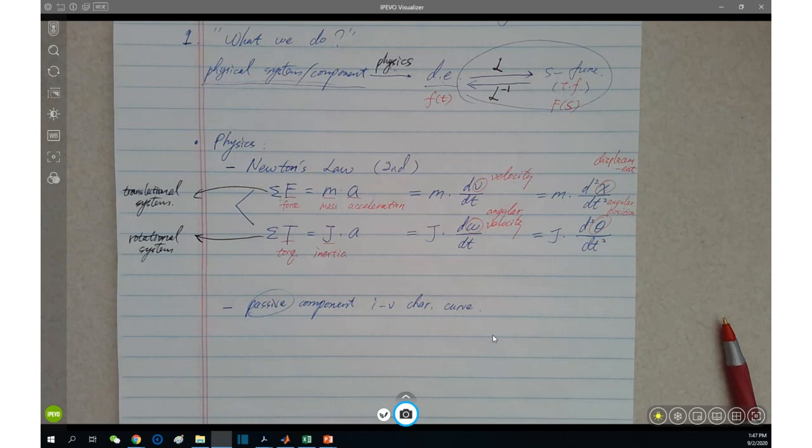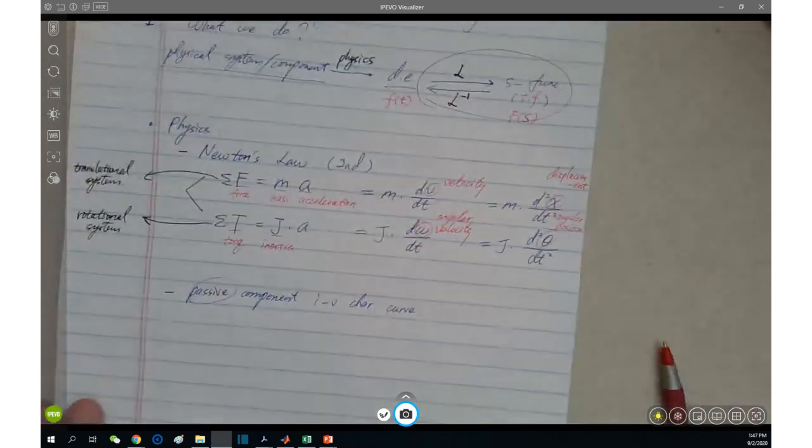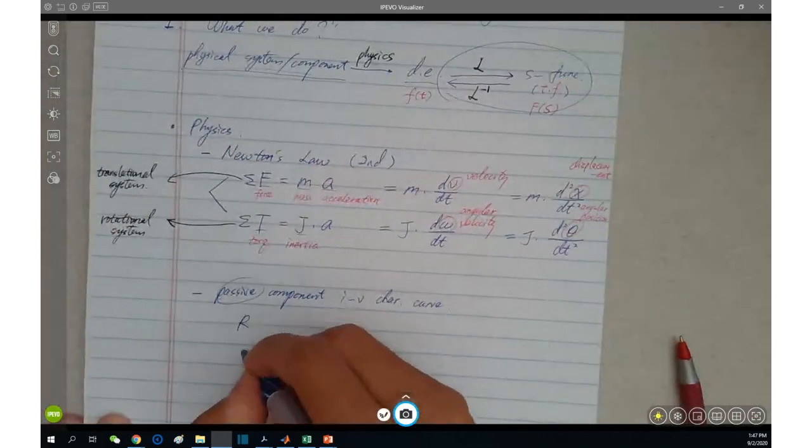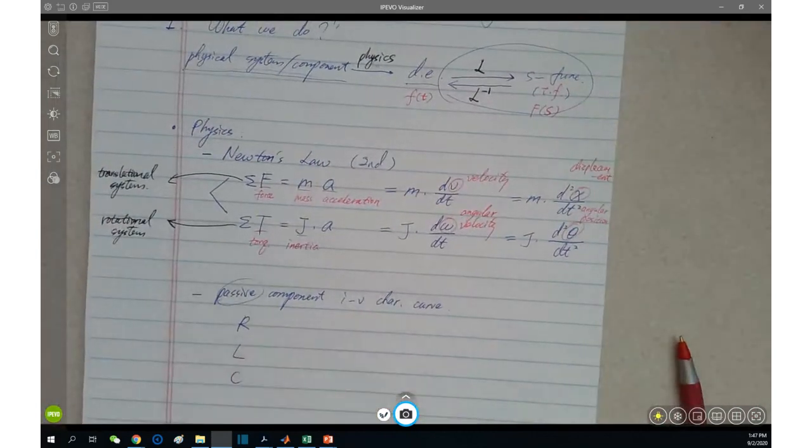From Connor, right? So I think Jeff just mentioned this correctly. The passive components we are talking about are RLC. The typical active component is the op-amp, the operational amplifier.